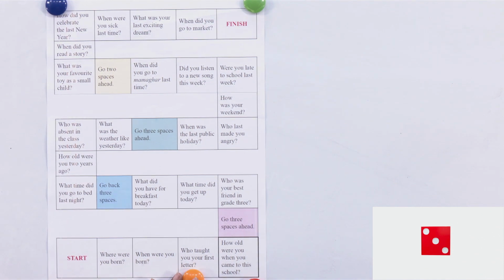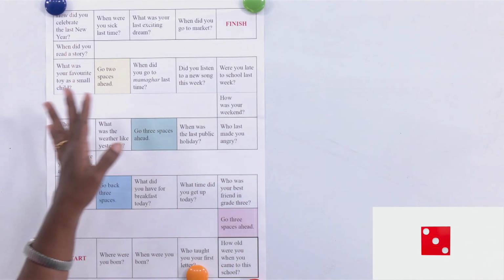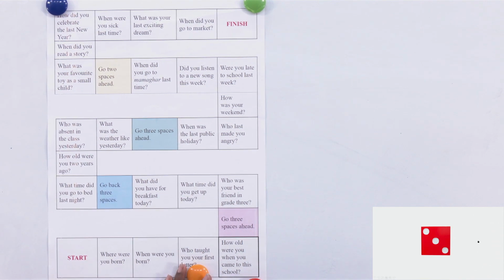The answer would be, my mother taught me my first letter. Then the tone can be changed. Okay, the tone can be changed. For example, we will go only one, okay, we will not do in pair. We'll just roll the dice and go to the question.